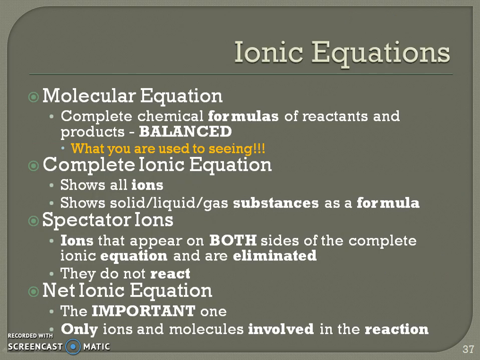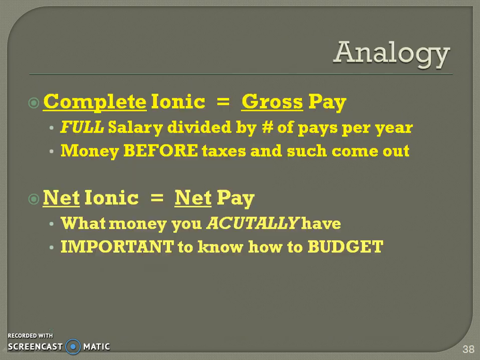So there are three basic equations. There's a molecular equation, there's the complete ionic, there's the net ionic. So the molecular is what you're used to seeing. The complete ionic is busting everything apart. Those spectator ions have to be canceled because they are on both sides. They don't react. Remember, they're just spectating. They're just looking around. And of course, that net ionic equation is the important one.